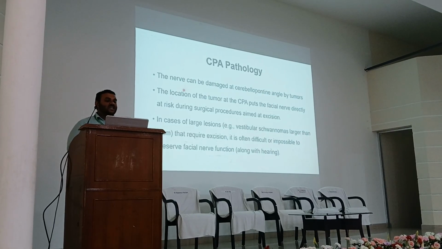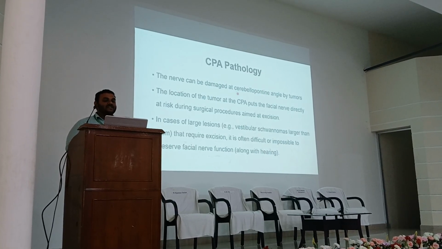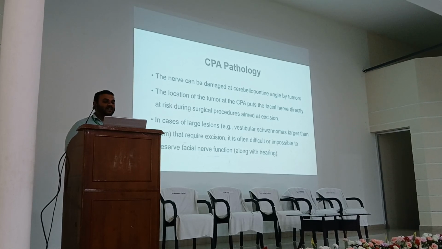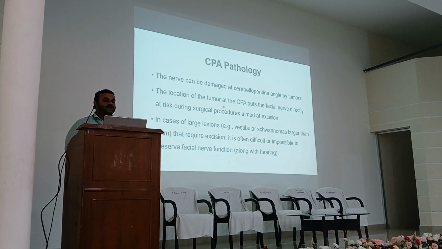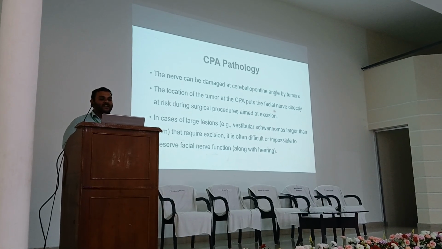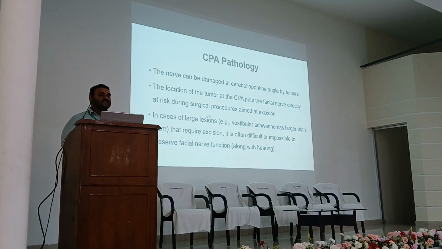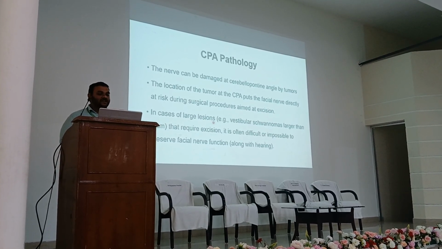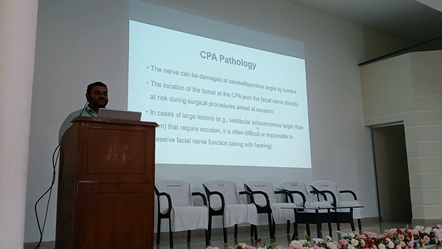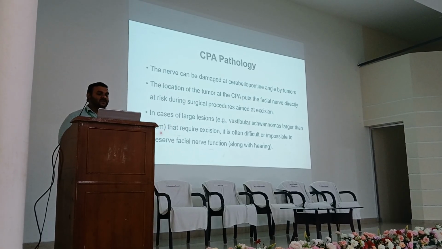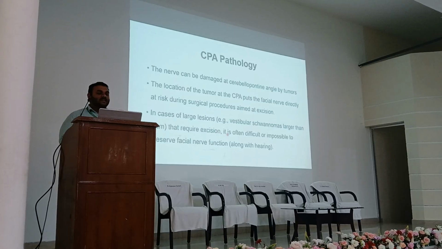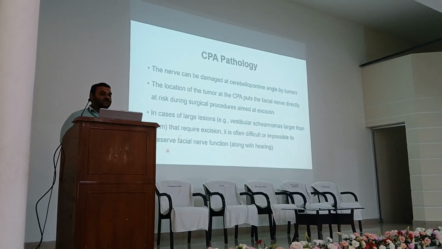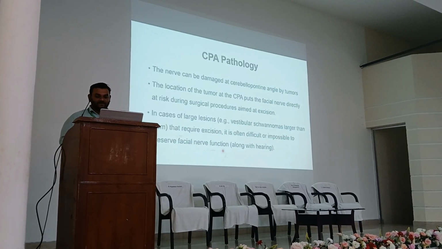Cerebellopontine angle pathology. The nerve can be damaged at the cerebellopontine angle by tumor. The location of the tumor at the cerebellopontine angle is close to the facial nerve, which is at risk during the surgical excision. In the case of large vestibular schwannomas, larger than 4 cm, that require excision, it is often difficult or impossible to preserve the facial nerve function.